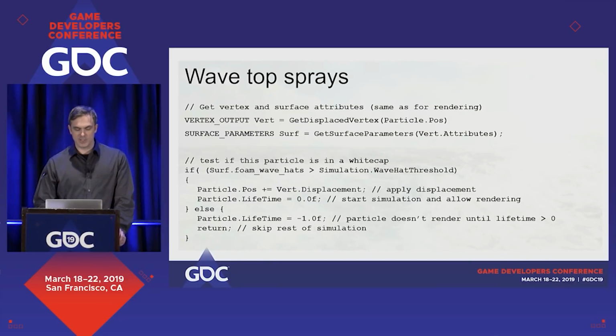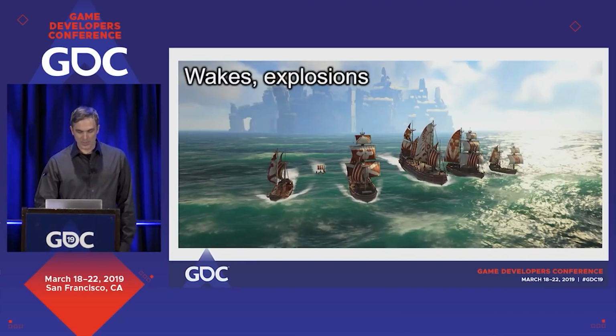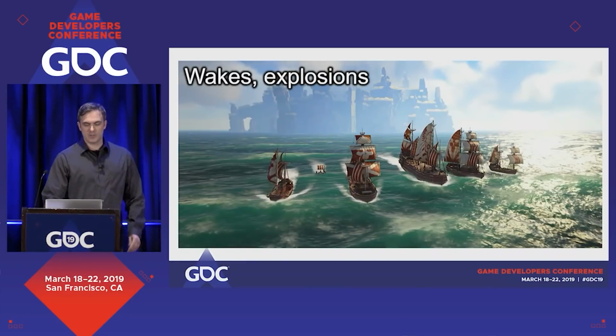And we use that information just to do a simple check to see if our foam wave hat's value is high enough, if it's larger than our threshold, and then we kick off our normal particle simulation and rendering. Otherwise, we might come back around for a few frames and keep looking. And then after some time, if this particle is not on a wave top, it will basically get killed and never be seen. So that was the wave hat particles.